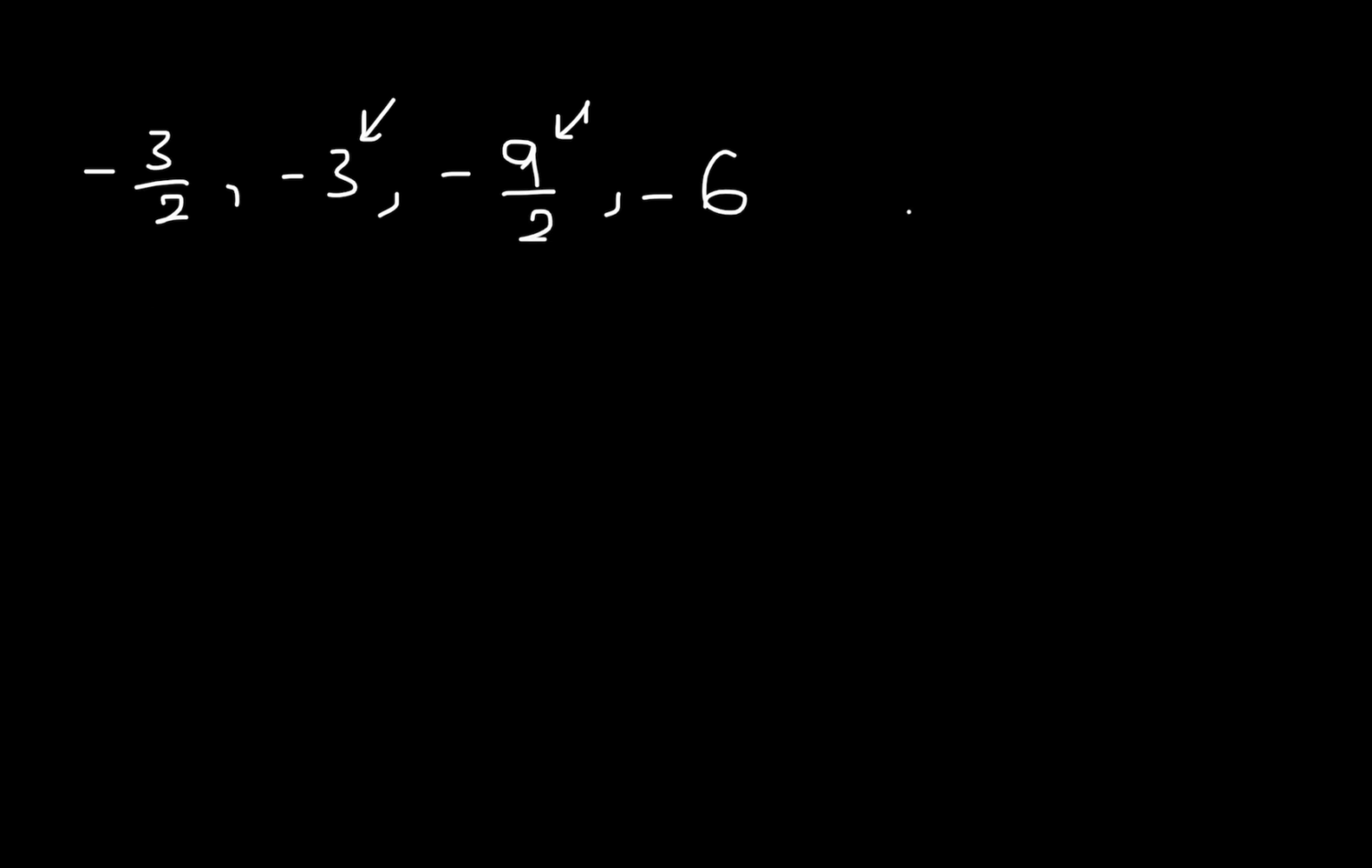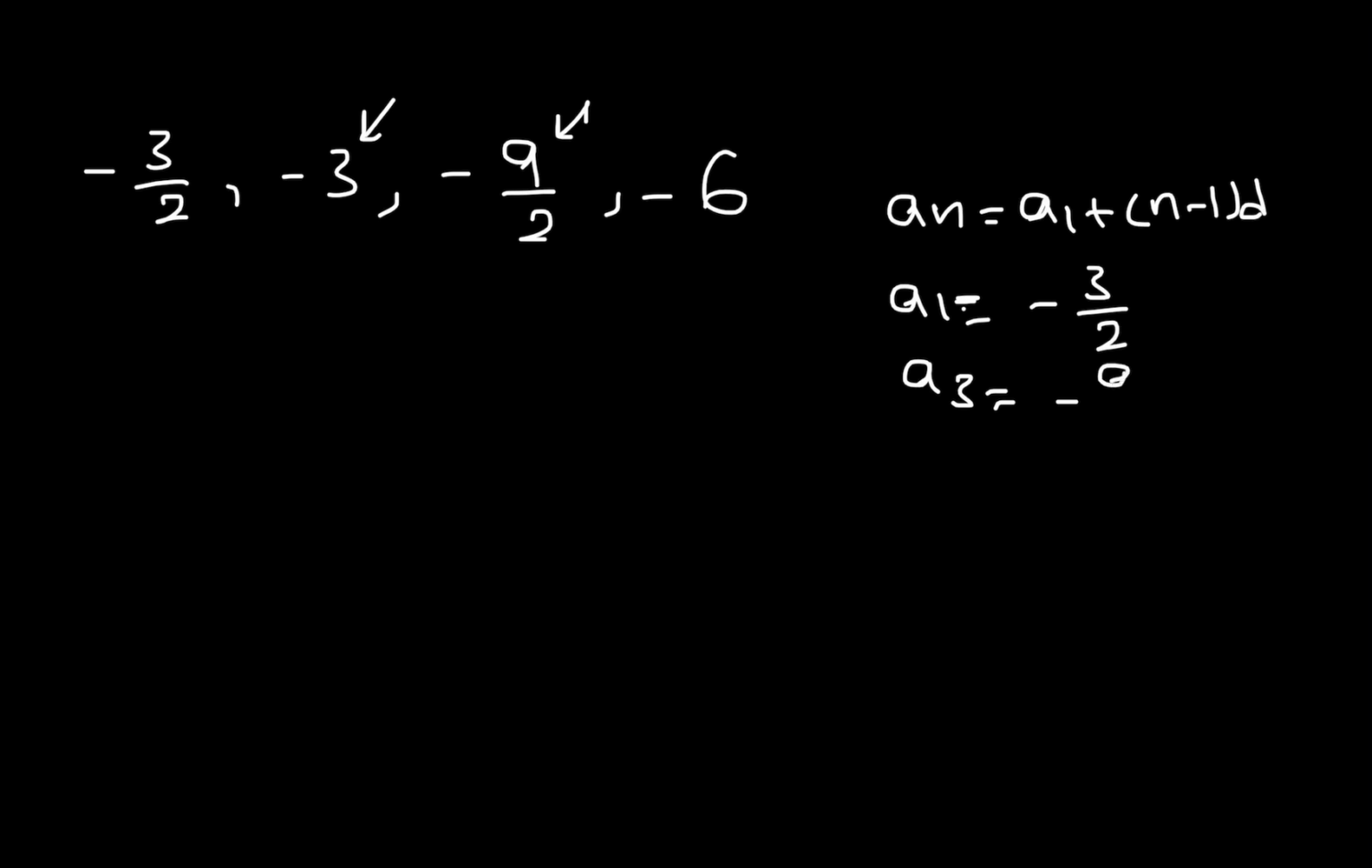So the arithmetic formula is an equals a1 plus n take away 1 multiplied by d. That is the arithmetic formula. Now a1 is negative 3 over 2. a3 is negative 9 over 2. Let's plug that into the calculator.